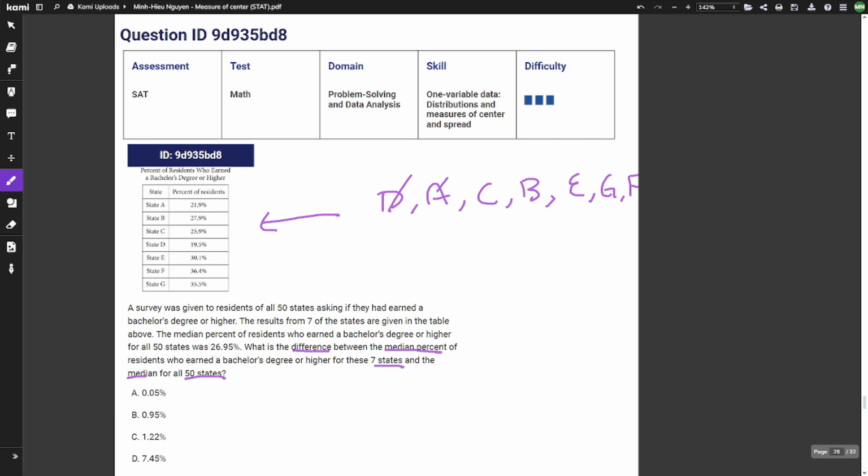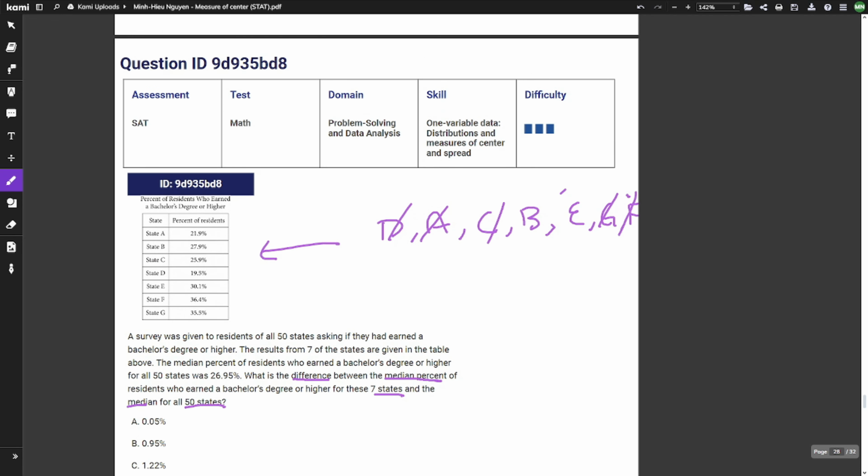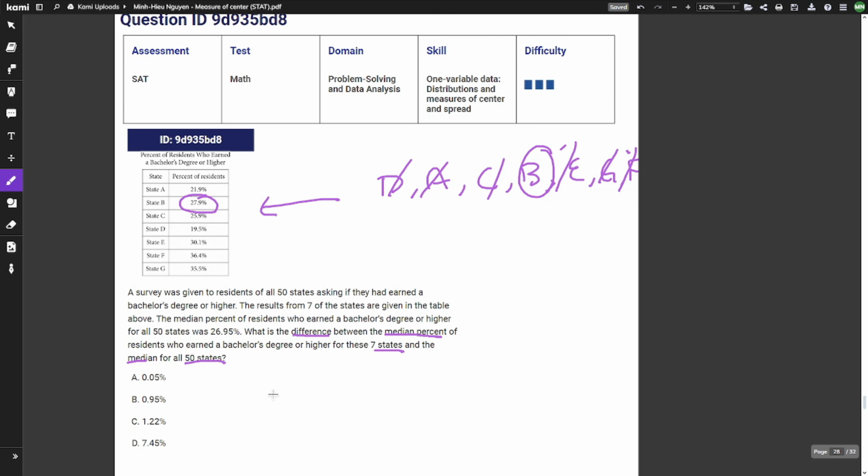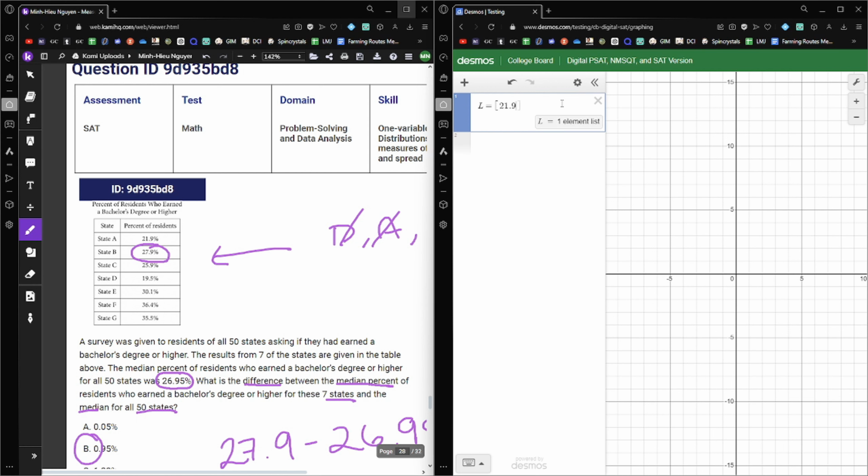Alright, and now we're just going to find the median, which is going to be state B, which is 27.9%. So 27.9 is going to be the median of 7 states, and then the median of 50 states is 26.95, so let's subtract that. And 27.9 minus 26.95 is 0.95, so our answer is B. And we get that the median is 27.9, which is the same as what I got. And 27.9 minus 26.9 is 1. Wait, 26.95. Alright, I missed the 5. Alright, 26.95 is 0.95, so our answer is B.